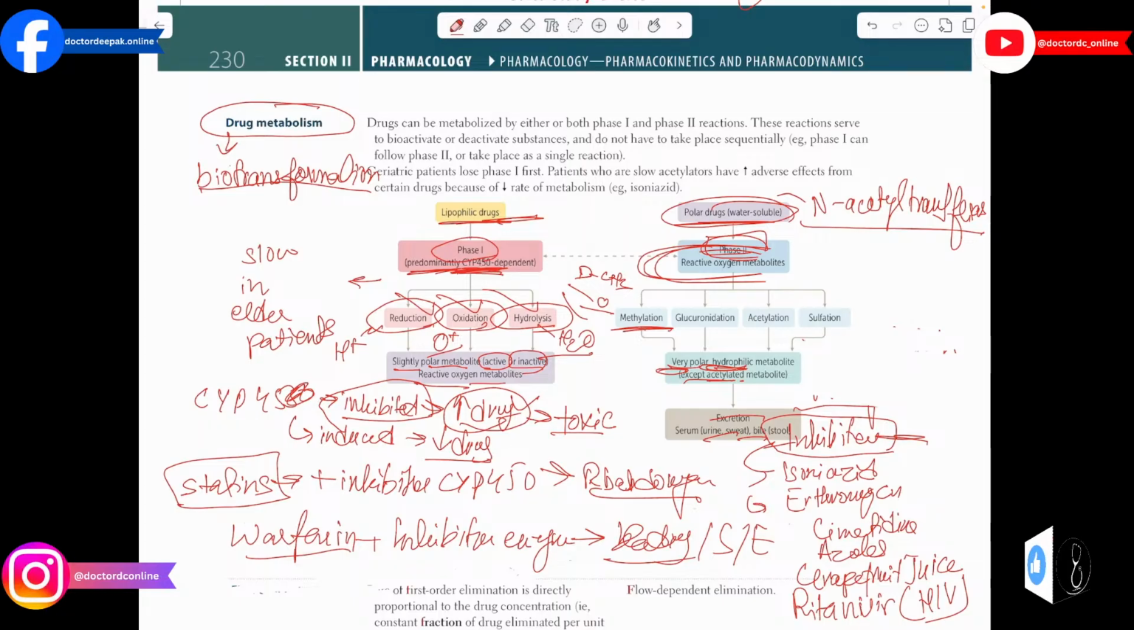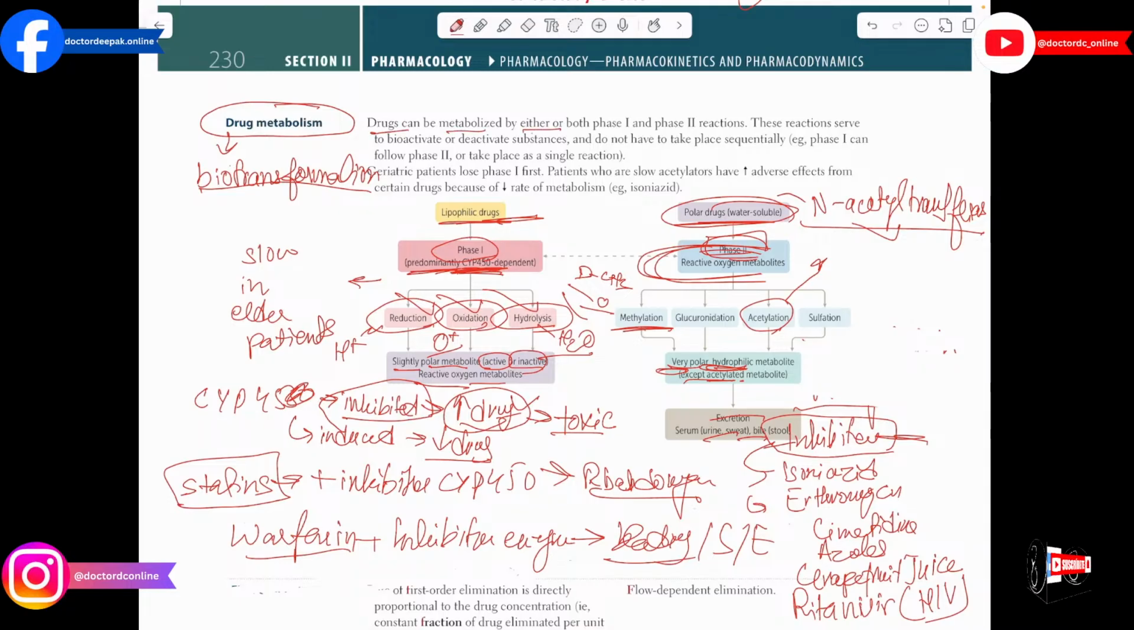In acetylation, the enzyme N-acetyltransferase is decreased in some persons due to genetically mediated phenomena. So a drug that is metabolized by this enzyme can become toxic in that person, like procainamide and hydralazine can cause drug-induced lupus. Read about these lines in First Aid.